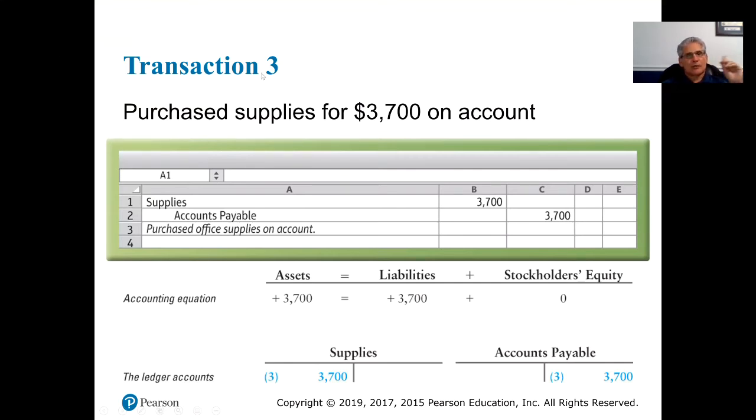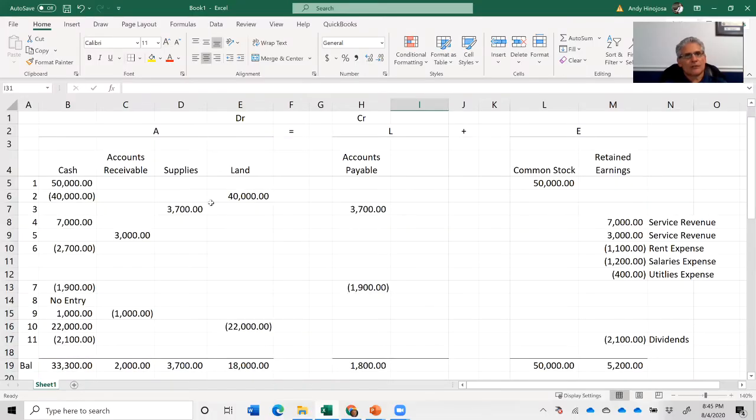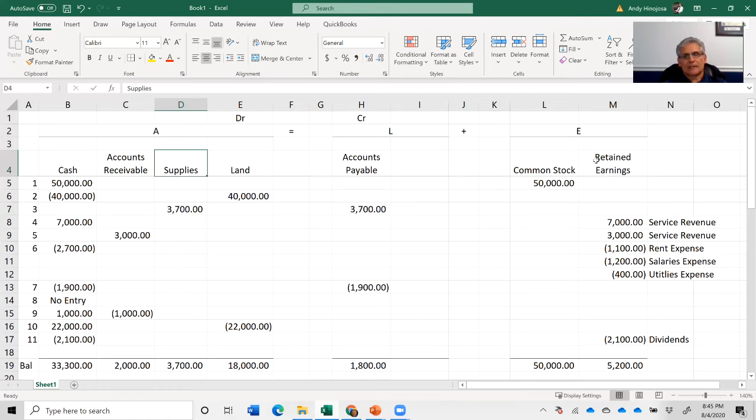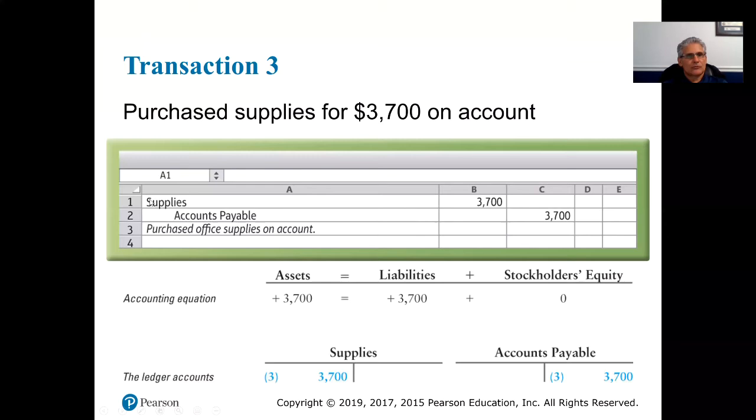First, the transaction, we're going to analyze it. In fact, when we did all this up here, we analyzed it. What happened? Supplies was impacted and accounts payable. What happened? Supplies increased and accounts payable increased. Now that we've analyzed it, now we can record the journal entry. The journal entry is going to be a debit to supplies. Supplies is an asset. It increased.